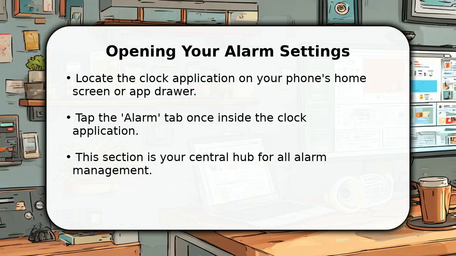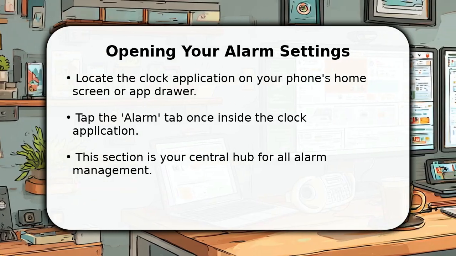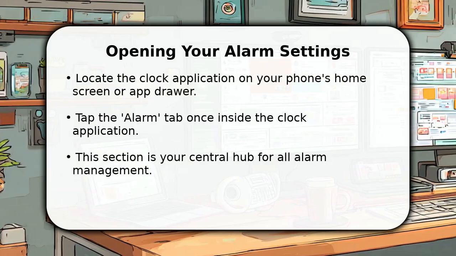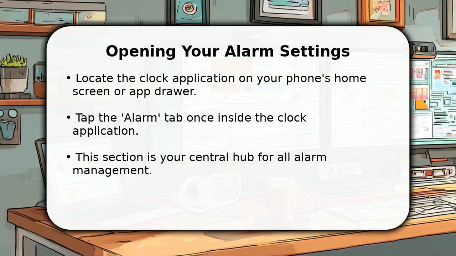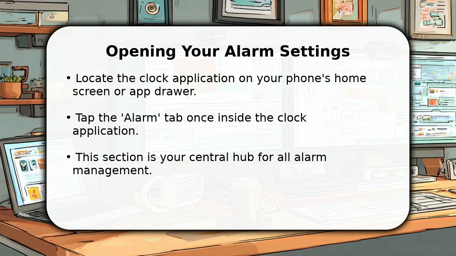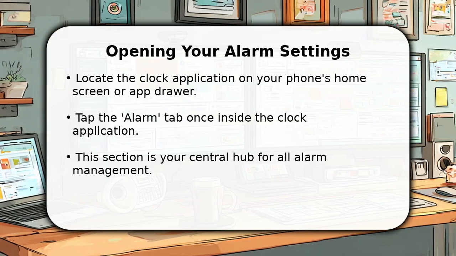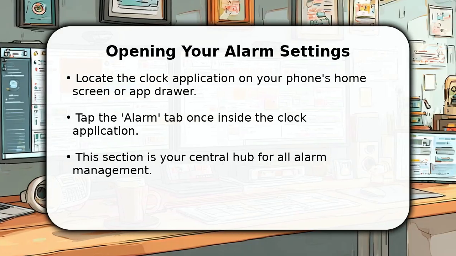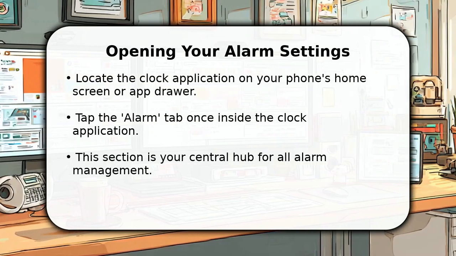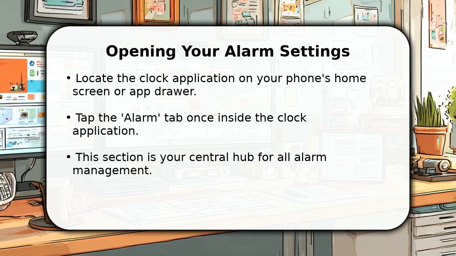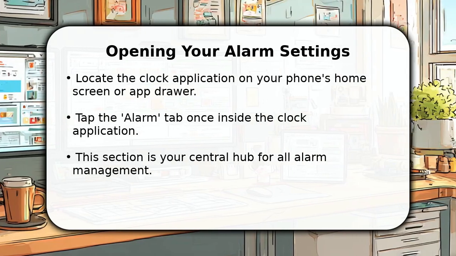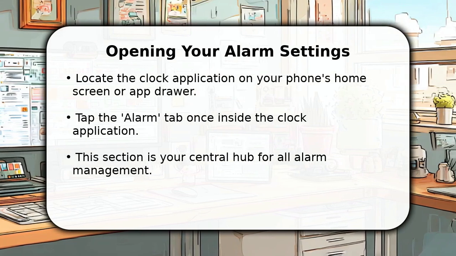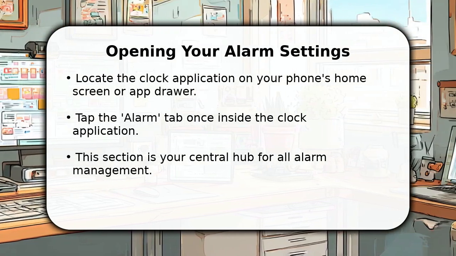In this video, I will explain how to set an alarm clock on your phone. To begin, find the clock application, typically a clock face icon, on your phone's home screen or in your app drawer. Once opened, look for the alarm tab, usually at the bottom or top of the screen. Tap this tab. It is your gateway to creating and managing all your wake-up calls. This initial step ensures you are in the correct section to proceed with your settings. It sets the foundation for a perfectly timed morning routine.